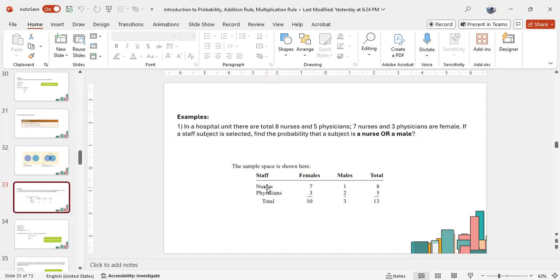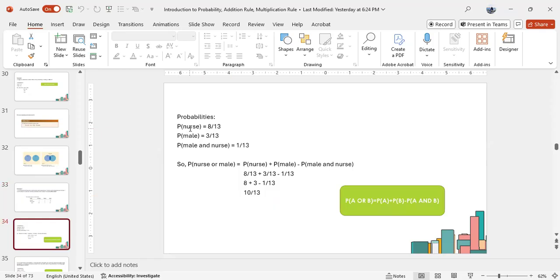You can see that the total number of nurses is 8. You can see here too. And the total number of subjects is 13. So probability of nurses would be 8/13. Probability of males, total males are 3, so it would be 3/13. And probability of nurse and male, the shared space, all those nurses that are male, and we have only one male nurse. So probability of nurse and male, the shared space, would be 1/13.